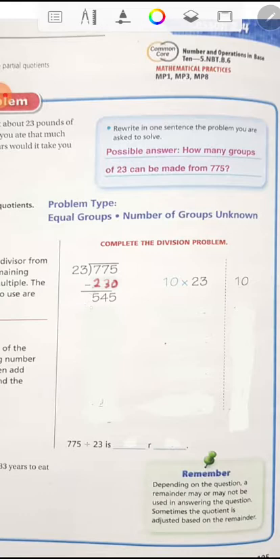Now look, the answer for the subtraction is greater than 23. That means I have to continue the partial quotient. I will also multiply the divisor by a number. Which number will I use? I will use another 10. So I will multiply the divisor by 10. 23 multiplied by 10 equals 230. So I will use a number that gives me a product less than this number, to subtract it. So I will subtract 545 minus 230. 5 minus 0 equals 5. 4 minus 3 equals 1, and 5 minus 2 equals 3.